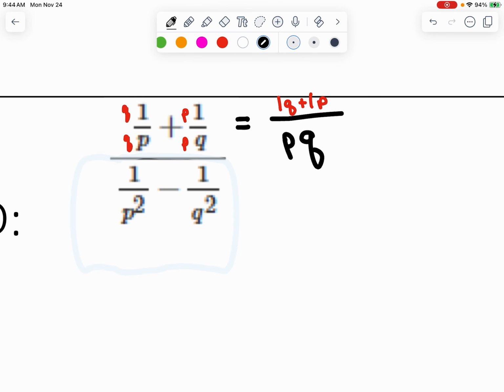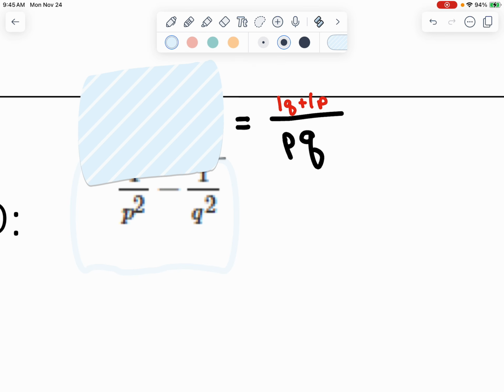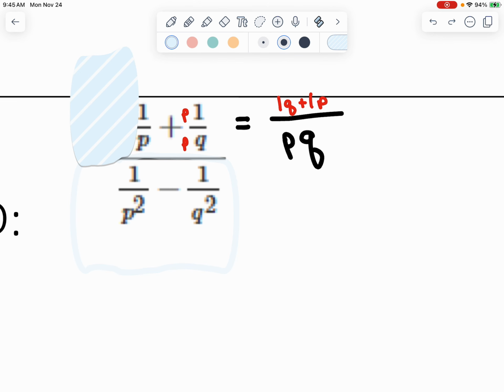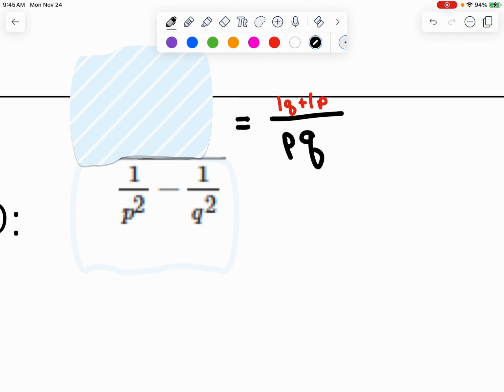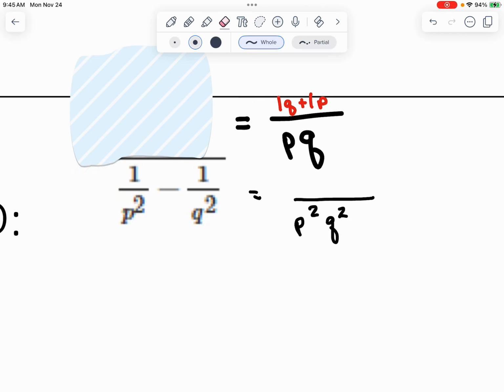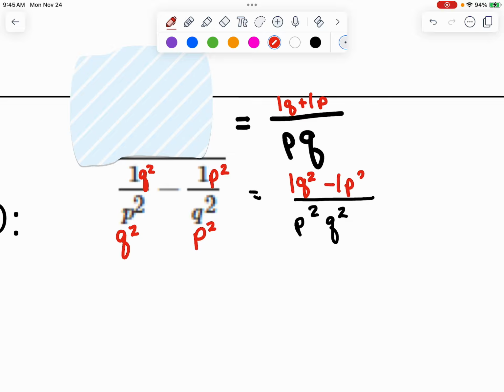Now we ticker tape that one so we don't see it. Down here, your common denominator is a P squared and a Q squared. This one needs a Q squared. This one needs a P squared. So you get Q squared, 1Q squared minus 1P squared.